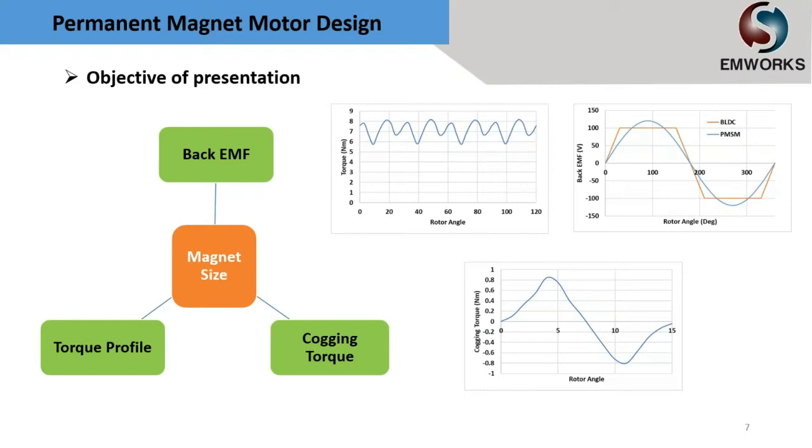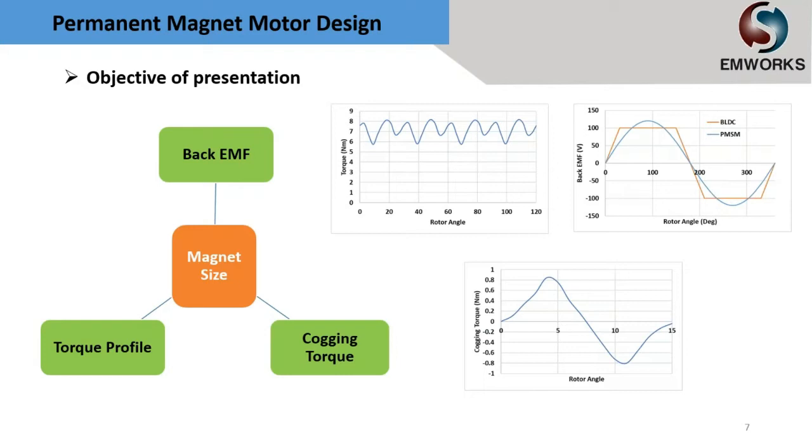And for PMSM and BLDC motors, it's tried to generate back EMF with different waveforms to improve the performance of the machine. We will talk about it later in this presentation, and you will see how the magnet dimension changes the waveform and the value of the back EMF.